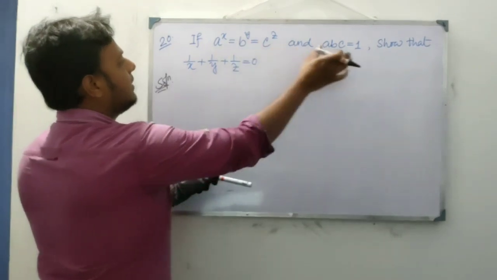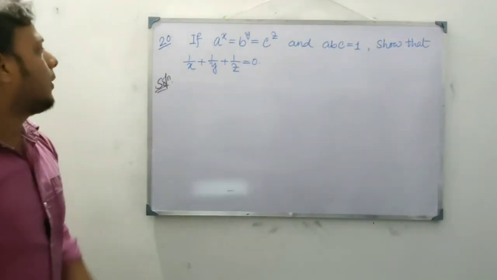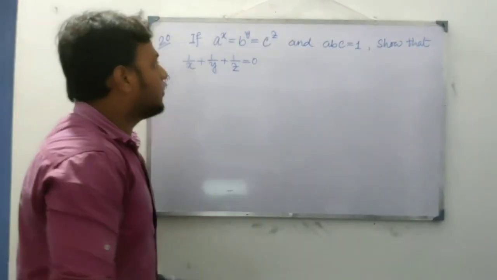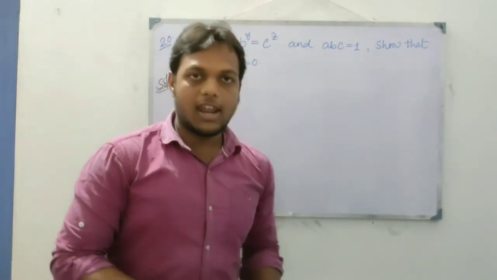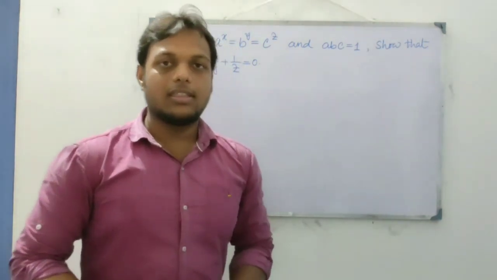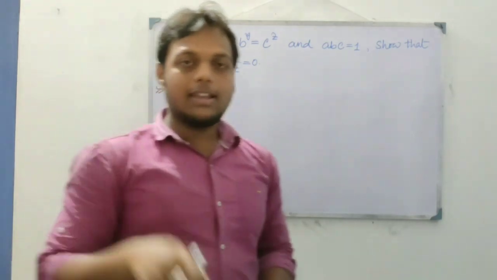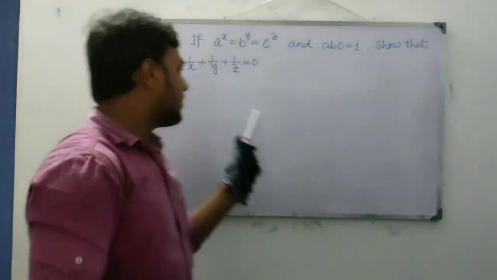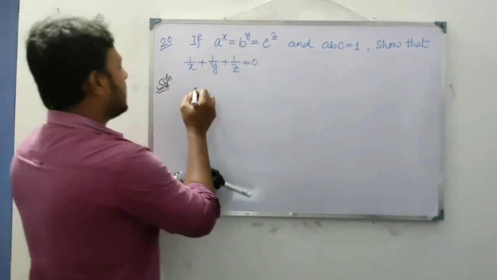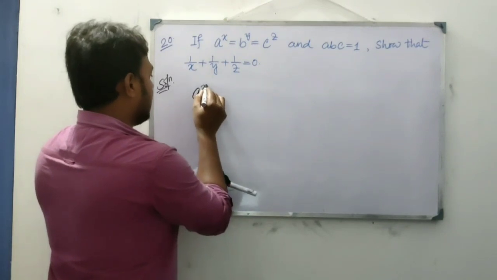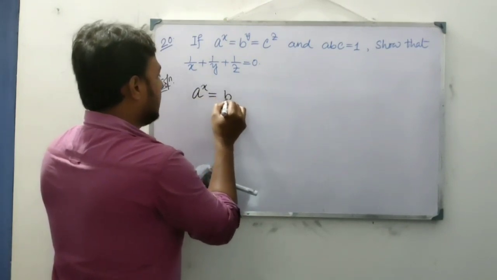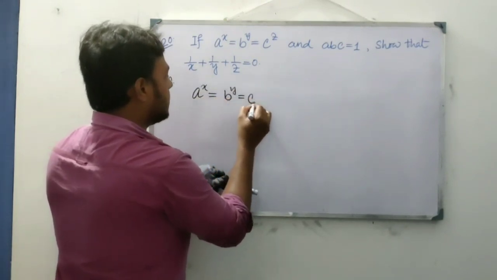Given that, for problem number 20, if a to the power x equals b to the power y equals c to the power z and abc equals 1, then you have to show that 1 by x plus 1 by y plus 1 by z equals 0. So first consider the given: a to the power x, b to the power y equals c to the power z.